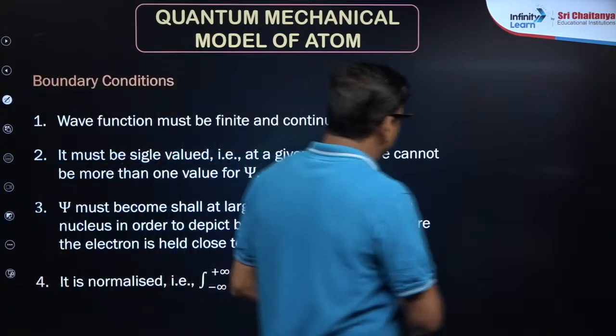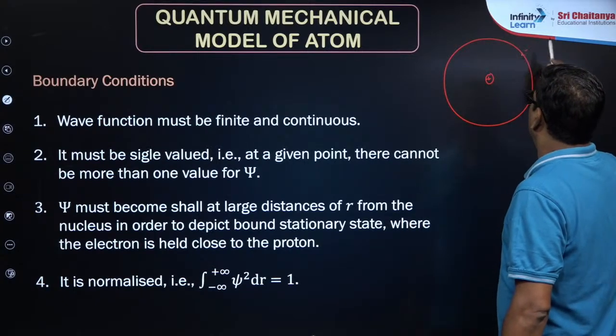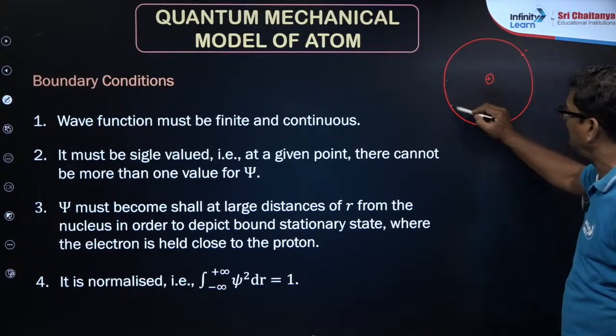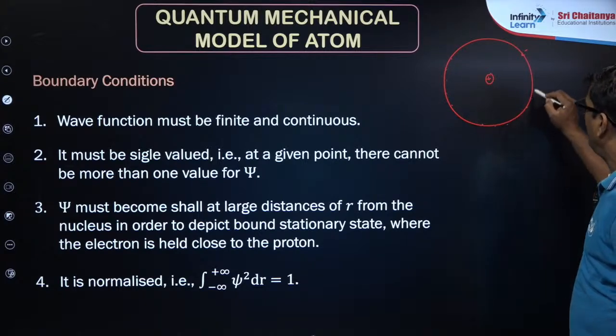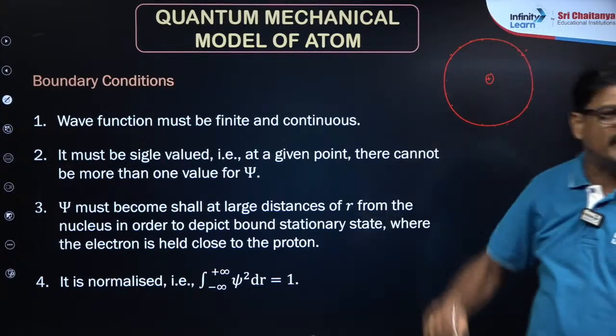I mean to say, this is the atom, the nucleus, and the electron can have the rotation anywhere. It can be here, and it cannot be more than this. That is what you call a boundary condition.